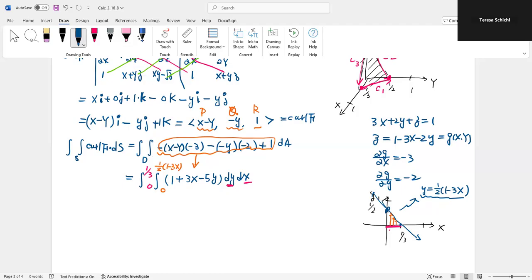So basically you can just do this: from 0 to 1/3, and then you integrate dy. So this will be y plus 3xy minus 5/2 y squared. Then you input the limits 0 to 1/2 (1 minus 3x). Whatever you got out from here, then you integrate in x again.